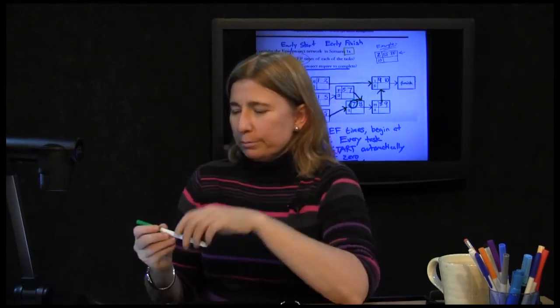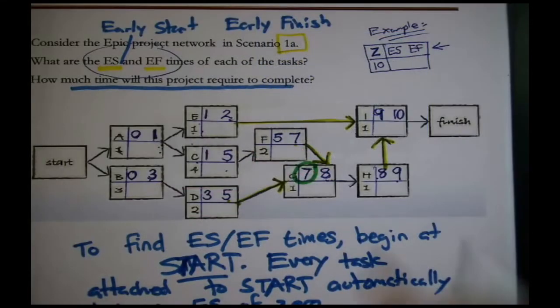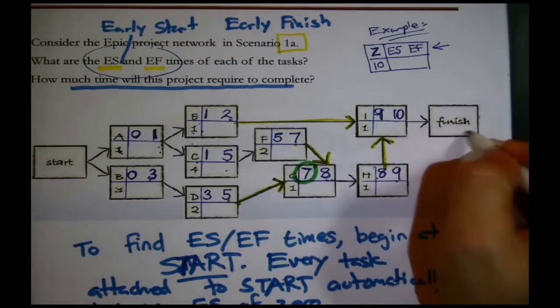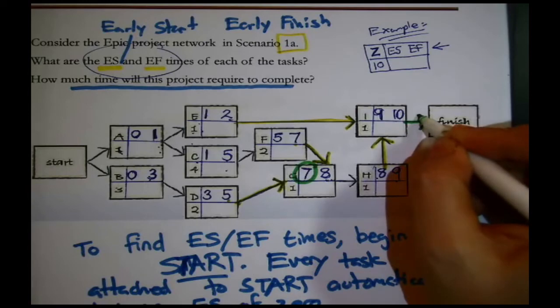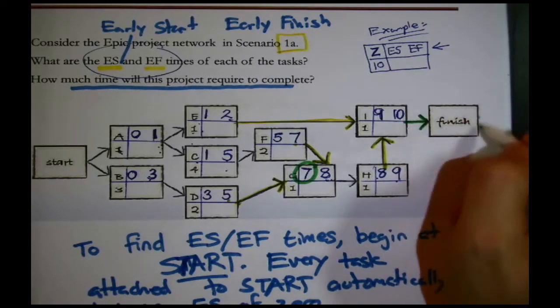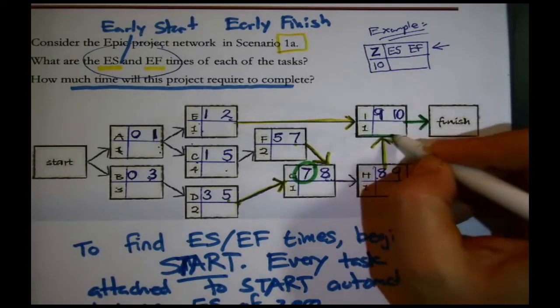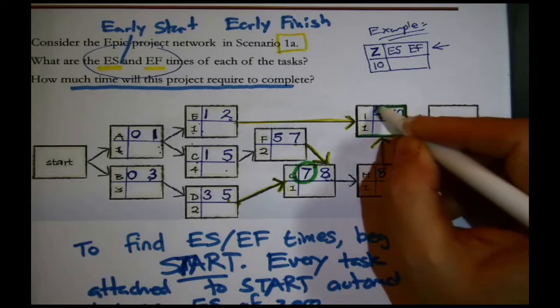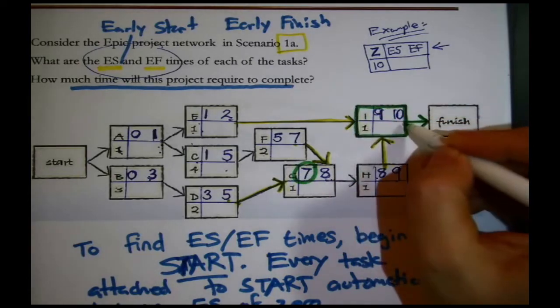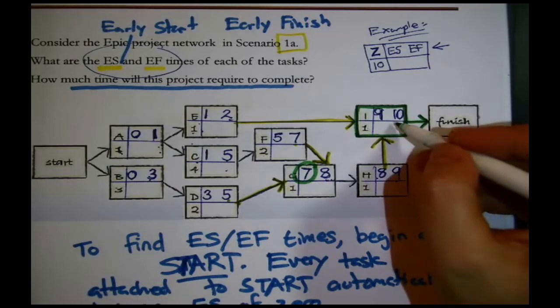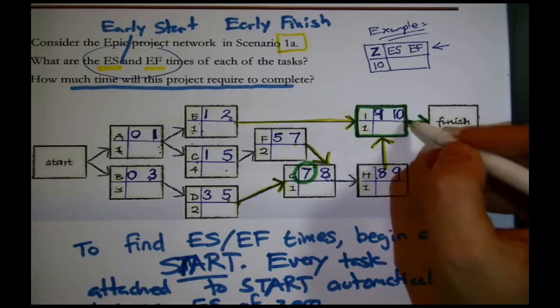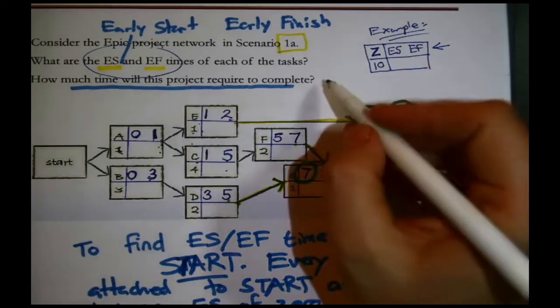You go to the finish line. Go to the finish line and look from the finish, trace backwards every task that's attached to the finish, which for us, oh, that's boring, it's only one task. Fine. What is the earliest that task will finish? You say, well, the earliest that task would finish is in 10 days. That 10 right there? Fantastic, that's the answer.